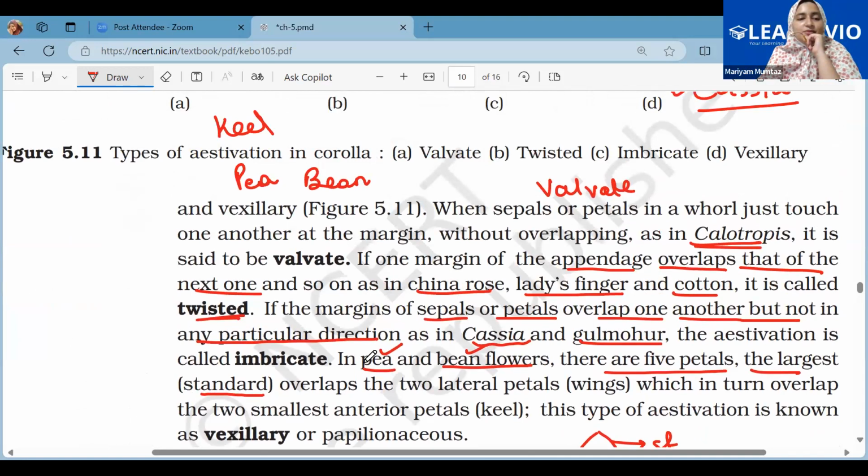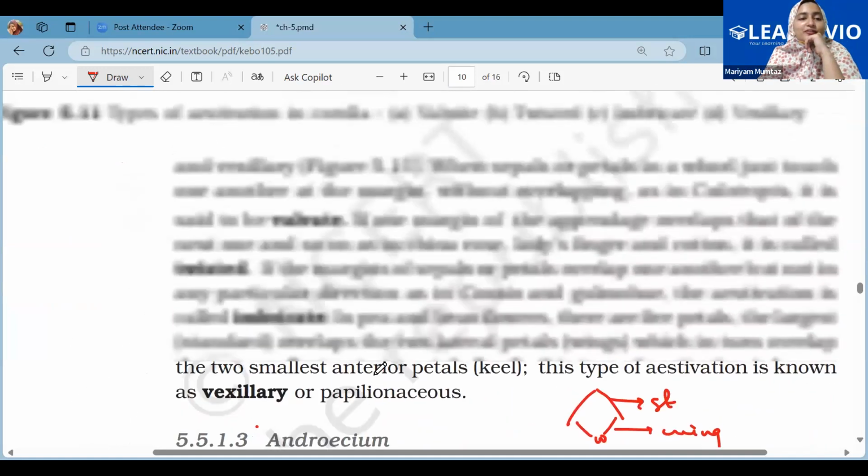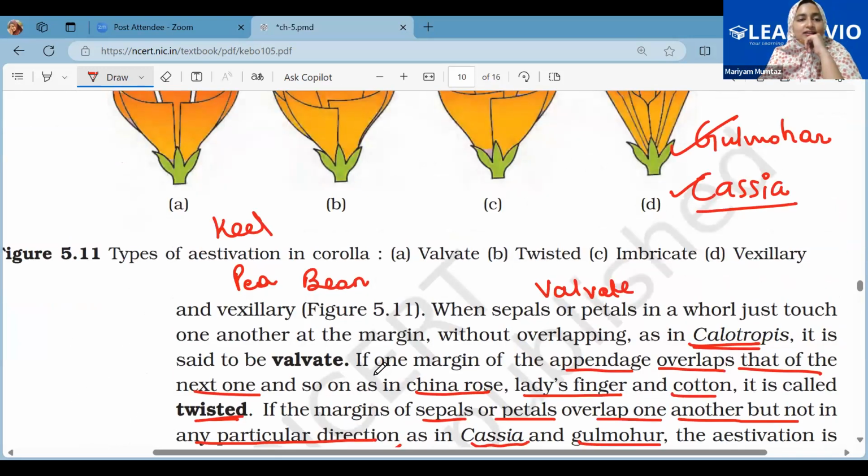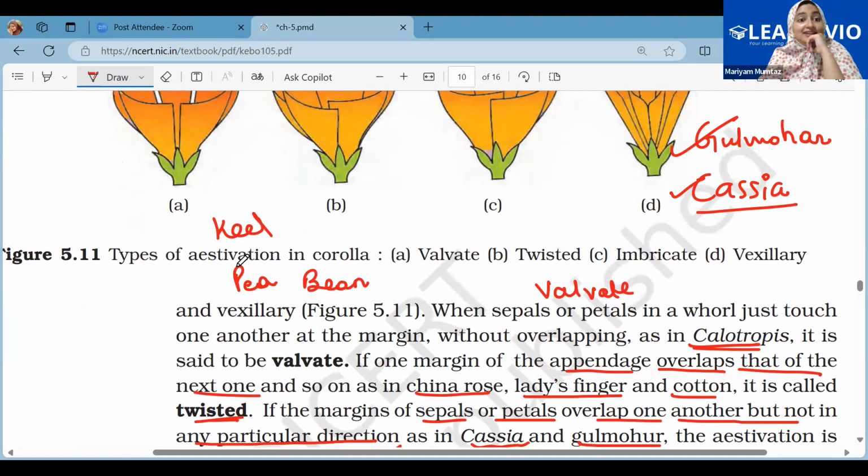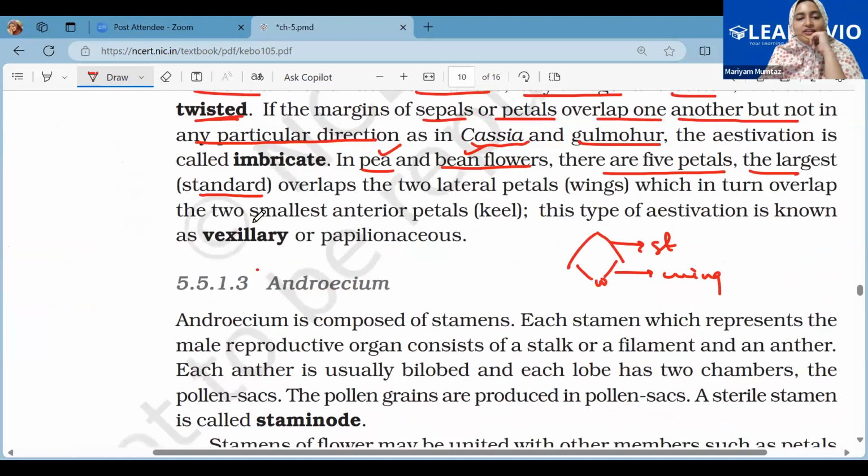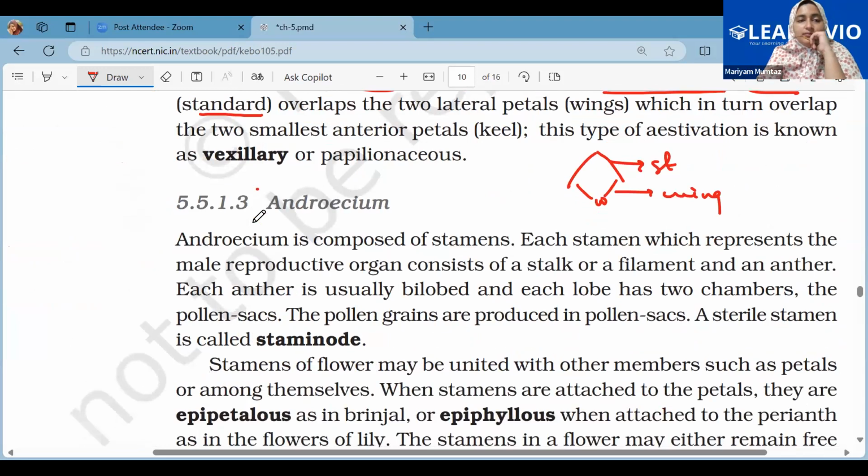Now moving on to androecium. What is androecium, students? I've taught you this. It is the male reproductive part of a flower. And what is one unit of androecium called? Stamen. Yes, exactly. Androecium is composed of stamens.